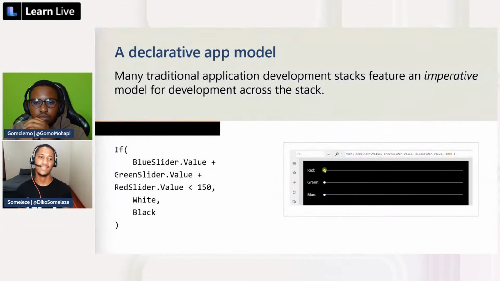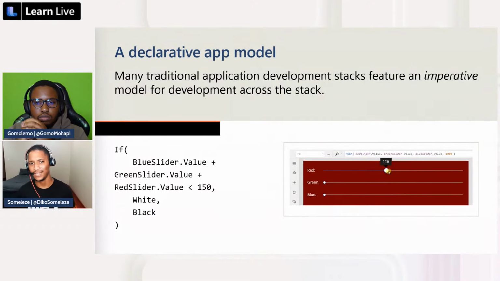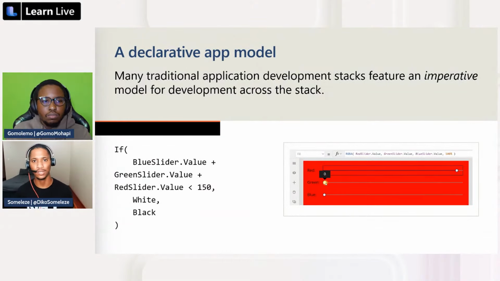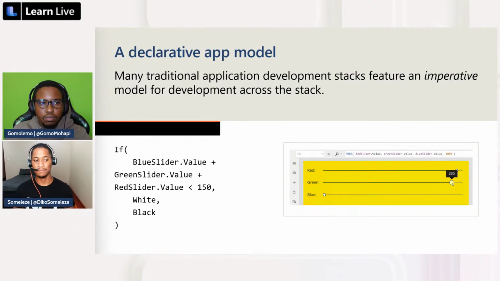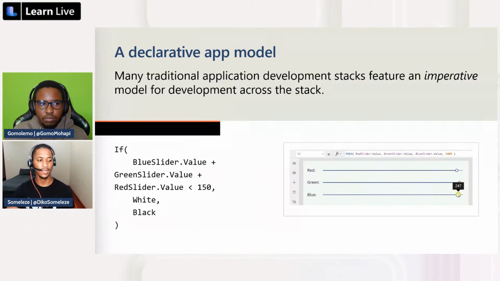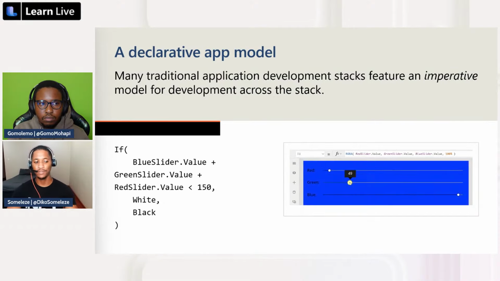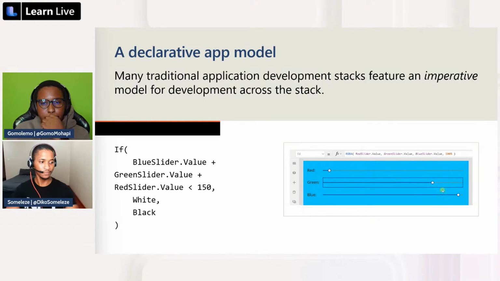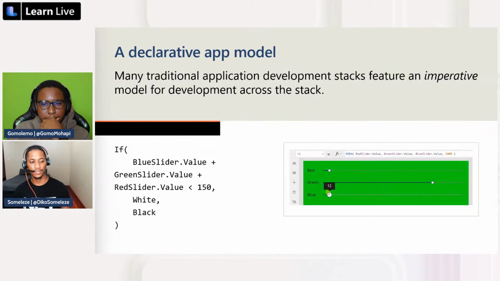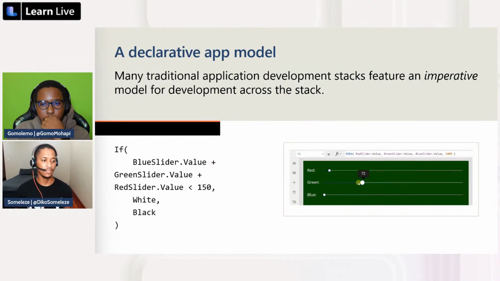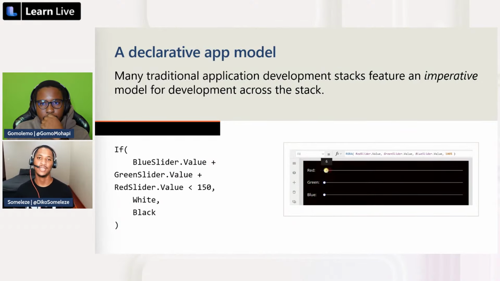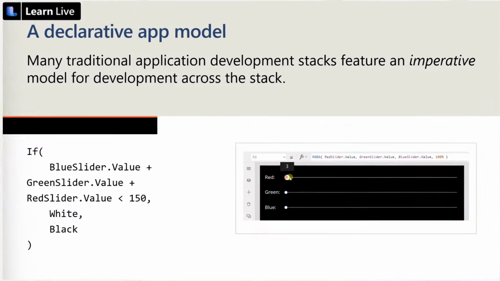So, what is a declarative app model, as Homer had just briefly mentioned when he was talking about what is low code? Many traditional application development stacks feature an imperative model for development across the stack. In other words, the app developer has to write code for everything that happens in the app: the authentication and the authorization, the business logic, the user interface, server or cloud service configuration, and so forth.